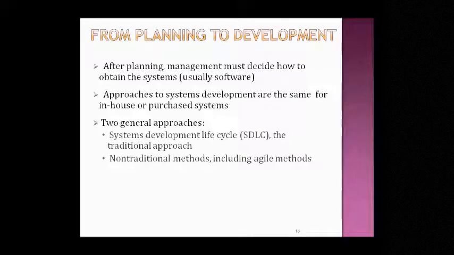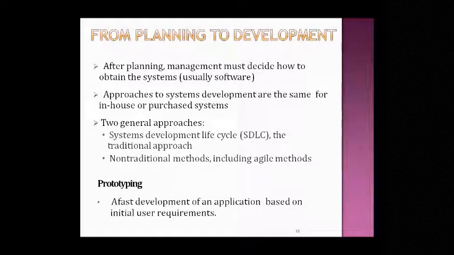From planning to development. After planning, the management must decide how to obtain the system. So usually that is the software. Approaches to systems development are the same for in-house or purchased systems. We have two general approaches: the SDLC, which is the traditional approach, and the non-traditional methods. That includes the Agile method. So Agile is one of the methods.